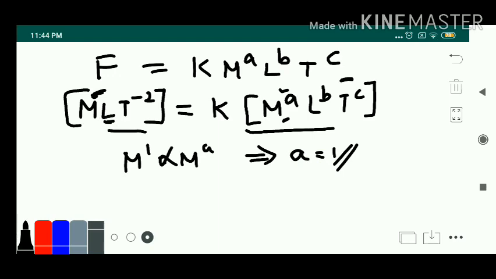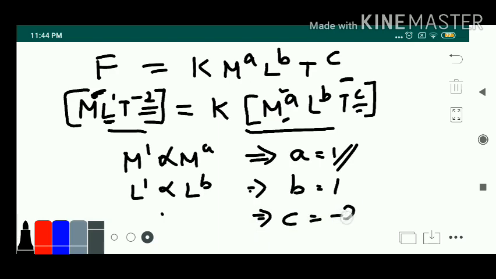Now I'm going to look at the L term. L here is raised to 1. Here L is raised to b, right? So L raised to 1 is proportional to L raised to b. So that means b's value is also equal to 1. Now, what will be the value of c? Similarly, if I am equating t, I will find the value of c. C is -2.